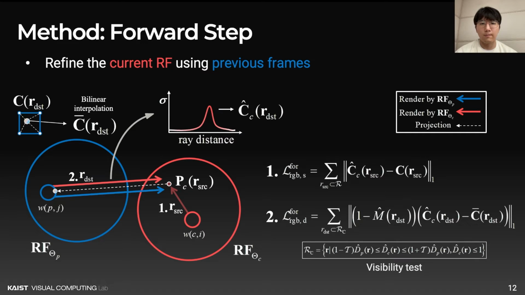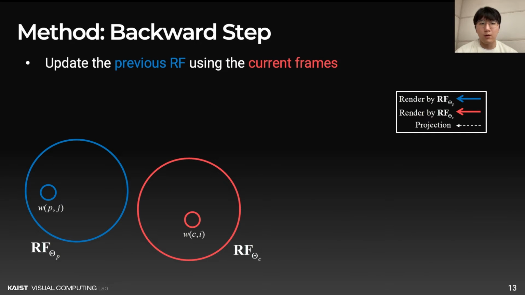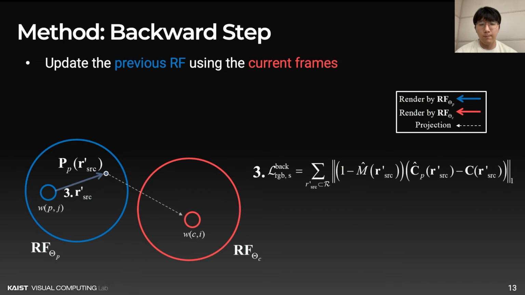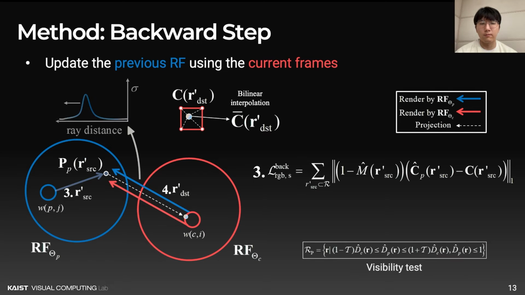In the backward step, on the other hand, we update the previous TensoRF using the current frames. We invert the source and destination in the forward step and update the previous TensoRF using the photometric loss.